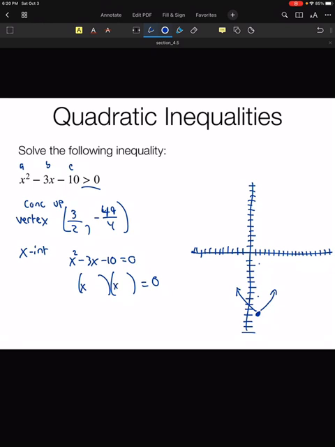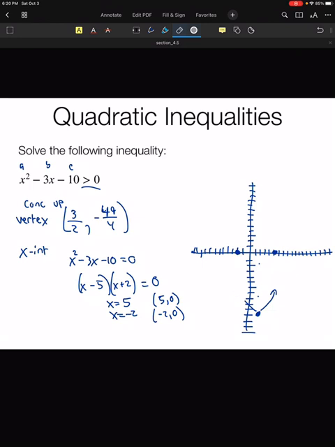We can factor. We need two things that add to negative 3 and multiply to negative 10. That's fairly easy, negative 5 and positive 2. And so the solutions are 5 and negative 2. Those correspond to the points 5, 0 and negative 2, 0. So it happens at 5, 0 here, and negative 2, 0, which is right here.